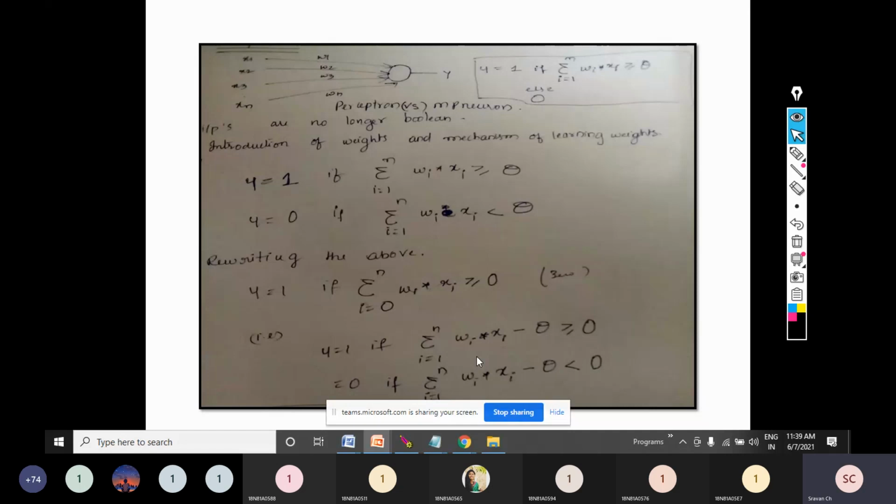Let us say I will buy the product if the rating of that product is above 4, then I would like to buy that product. And if the rating is less than 4, I will not buy the product. So this threshold theta is 4 now. So theta is 4.